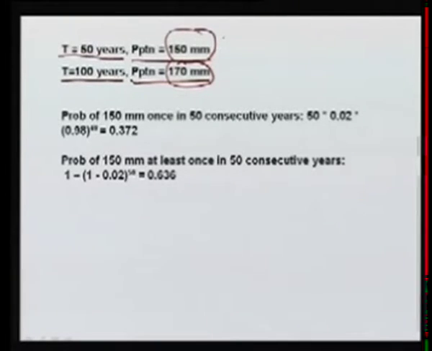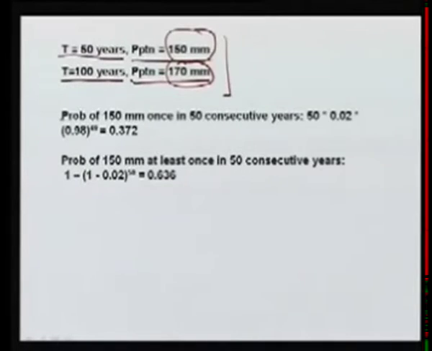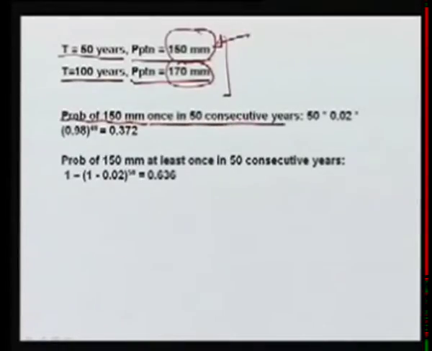Now, in addition to these, sometimes we may want to see, suppose we are designing some structure for a 50-year design life, we may like to see what are the chances of its failure in its useful life. So, for example, we have a 50-year rainfall as 150 millimeter from here. So, we want to see what is the probability that it will occur once or at least once. So, we can look at either once in 50 years or at least once in 50 years.